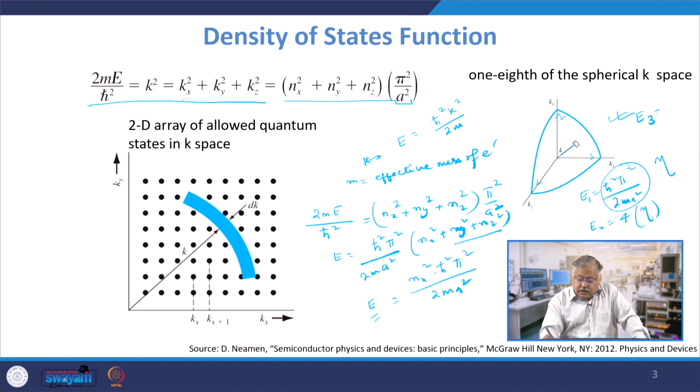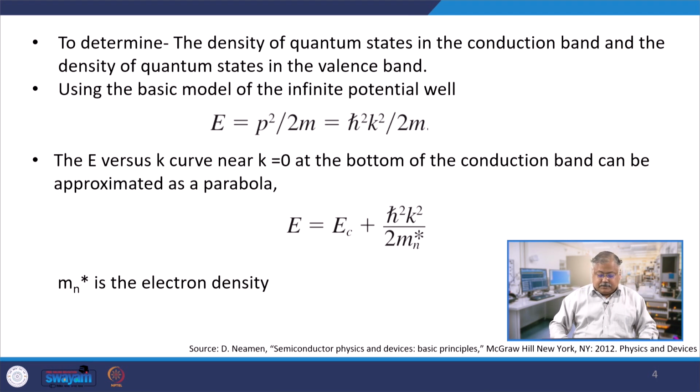E3 will be 9 times eta, and therefore, you can see that as the value of n increases, the energy increases in a parabolic fashion, right. And from here we will try to derive what is the meaning of density of states.